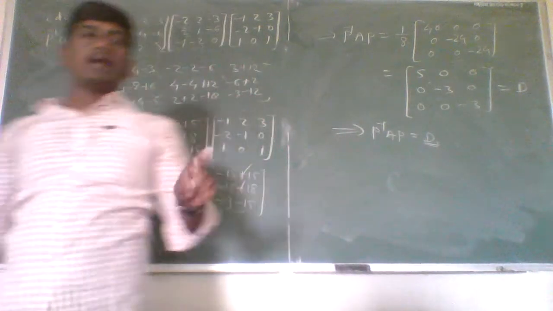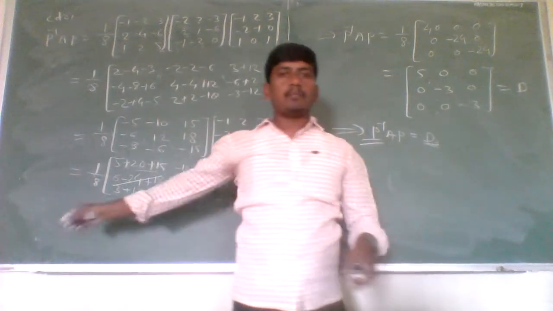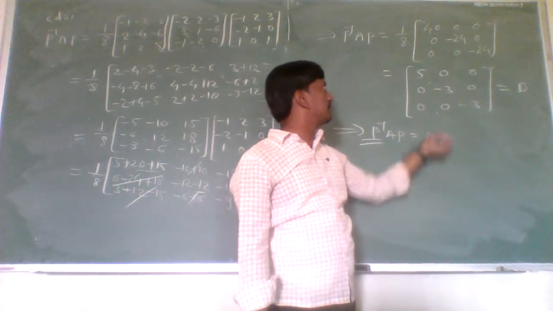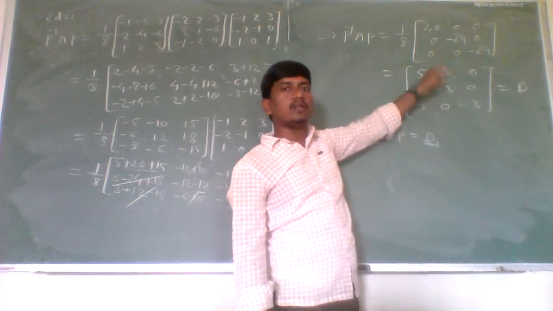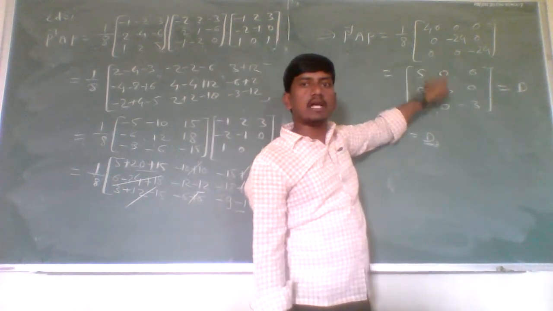and by the definition of diagonalization, a matrix A is said to be a diagonalizable matrix if there exists a non-singular matrix P such that P inverse AP will be equal to D, where the diagonal entries of the matrix D are nothing but the eigenvalues of the matrix A, then we say that the corresponding matrix A is a diagonalizable matrix.